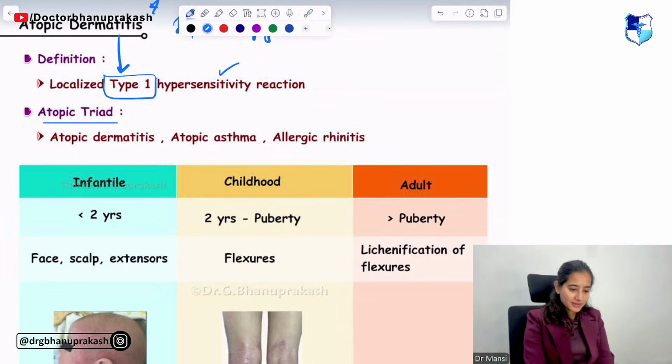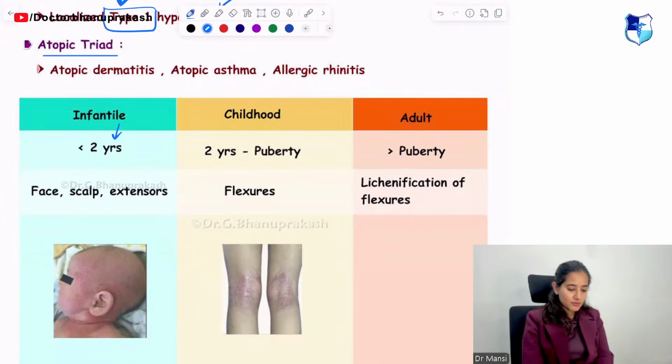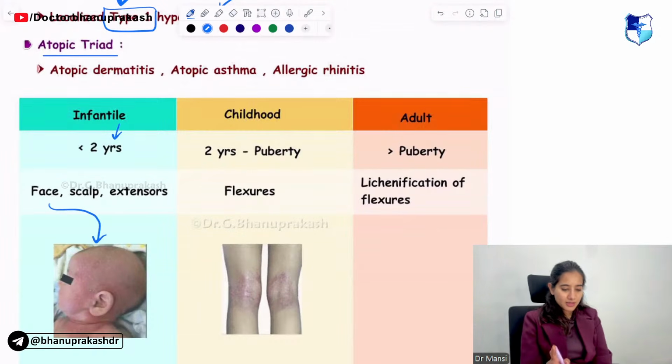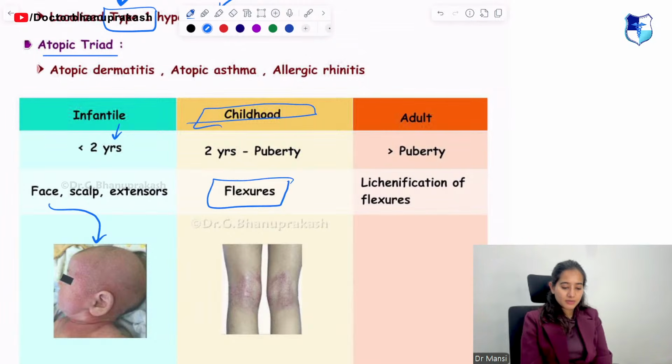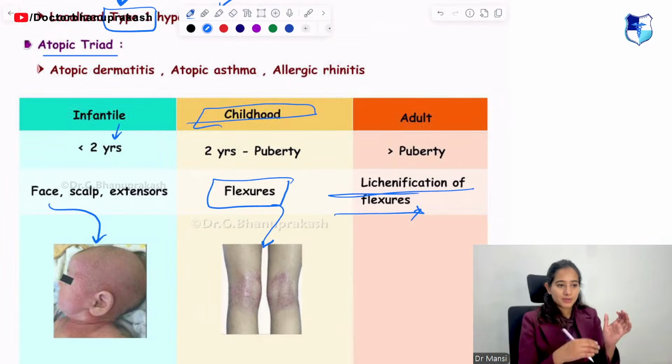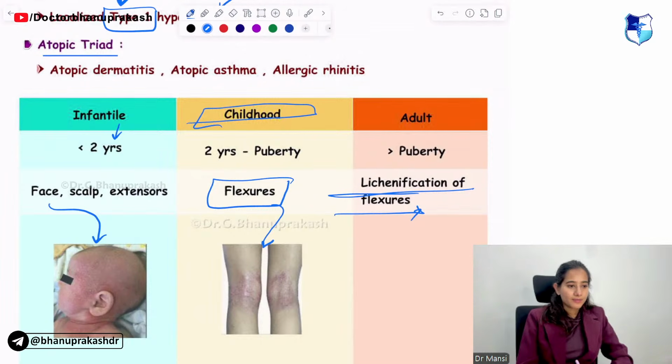In infants it can happen in less than 2 years of age. The areas involved are the face, scalp, and extensors when it comes to infants. But in childhood, the areas involved are the flexural surfaces of the body. And lichenification of the flexures happens because of the itching.